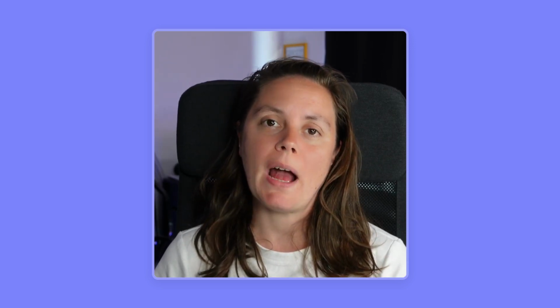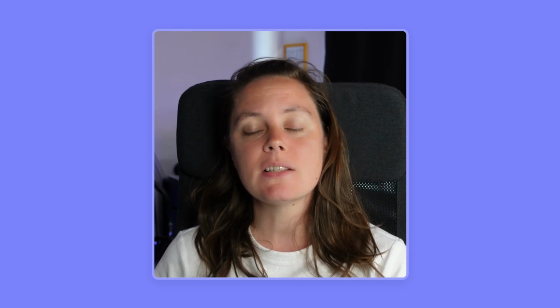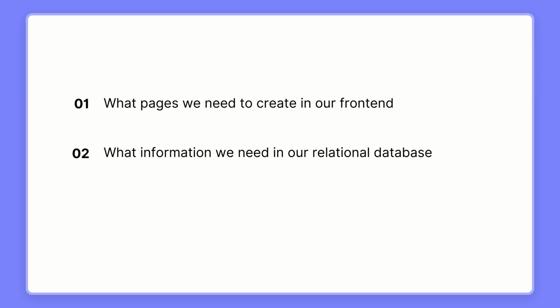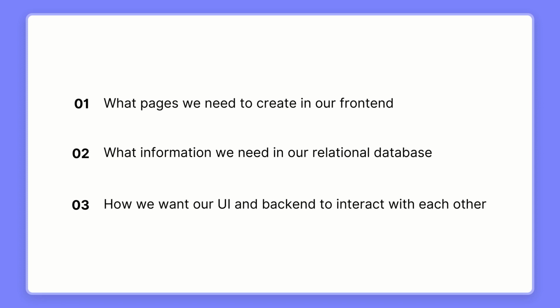In this video, we will show you how to build a secure backend that scales based on the design of your web app. Looking at a design in Figma, we'll decide what pages we need to create in our front end and whether they need to be public or private, what information we need in our relational database. We'll use Xano as an example, but the logic will be the same no matter what backend you choose. And how we want our user interface and backend to interact with each other.